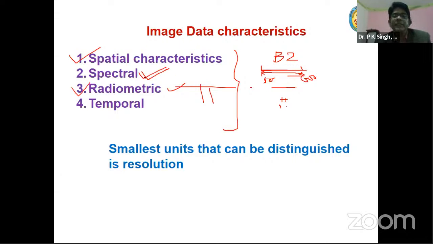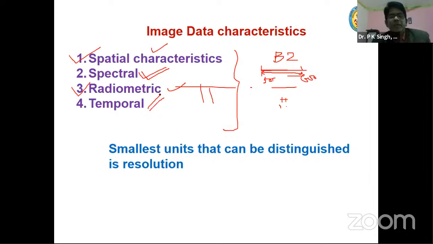So the narrower the spectral range, the higher the spectral resolution. In the same way, the smaller the pixel, the higher the spatial resolution. So these are three spectral characteristics. A fourth one is temporal. If you are interested to detect changes, you have to have a higher number of bands from different time periods. Only then will you be able to compare the images of different times. So that is temporal resolution.